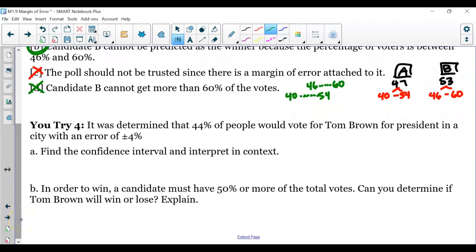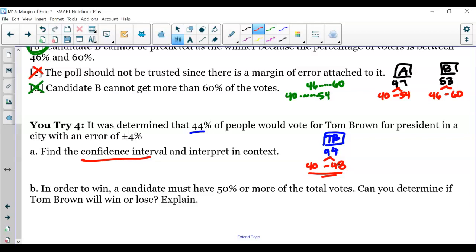So then the last Utry. Here we've got 44% is going to vote for Tom Brown. So TB, he's going to get right now 44% with a margin of error of 4%. So here the range is 40 to 48. So this is the confidence interval. So again, Tom Brown right now is at 44%, but could also go down and lose, from 40 to 48. So in order to win, a candidate must have 50% or more of the total votes.